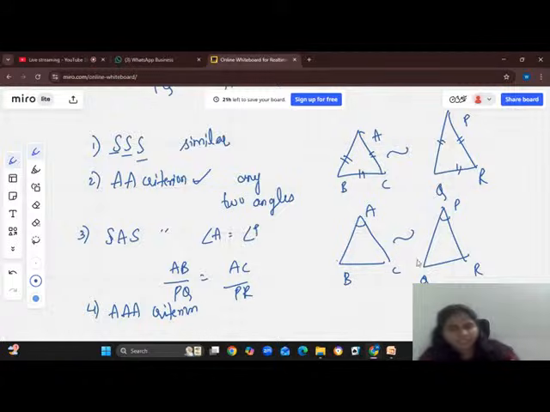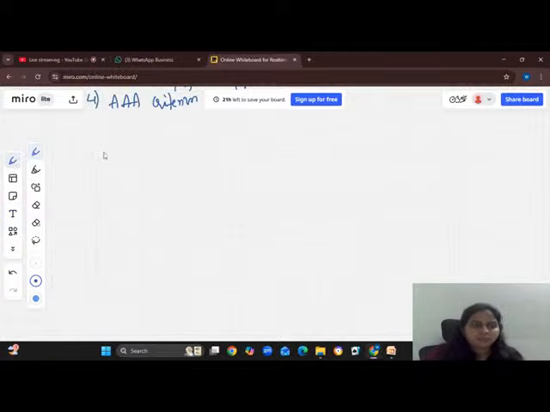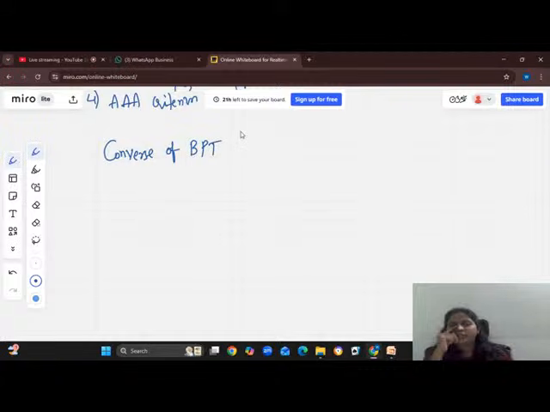All three angles must be equal, then we can say that the two triangles are similar. So there are four similarity properties that you have to know, and the BPT theorem, and another important one is the converse of BPT. What is a converse? The meaning is reverse. So actually, what is the BPT theorem?